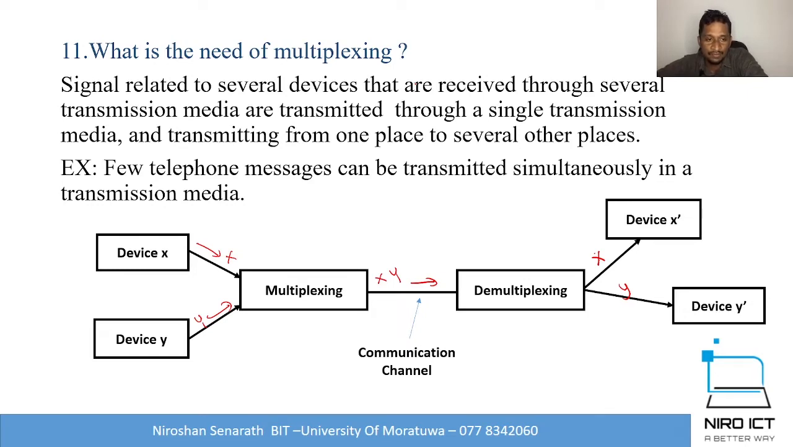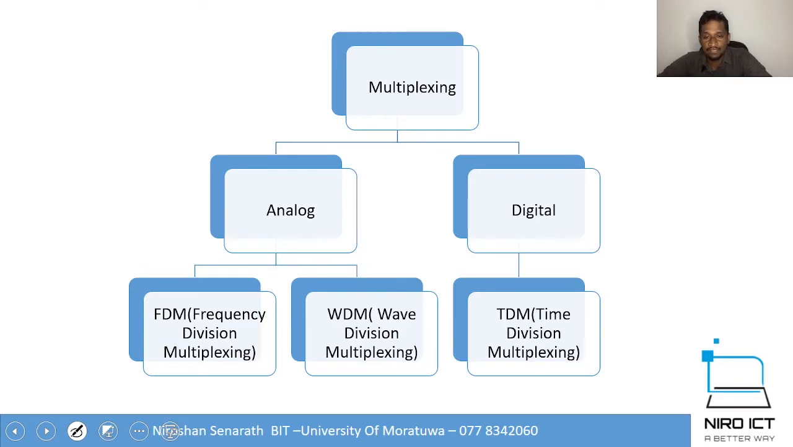For example, a few telephone messages can be transmitted simultaneously at the same time. Using one single transmission media we can transmit a few types of messages in a transmission media. So that is simply called multiplexing. When we talk about multiplexing, there are a few types. Mainly multiplexing can be categorized into two parts. Let's see what they are.